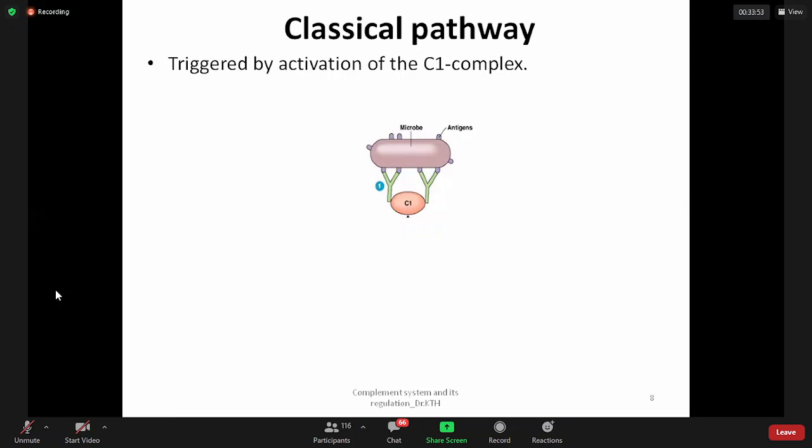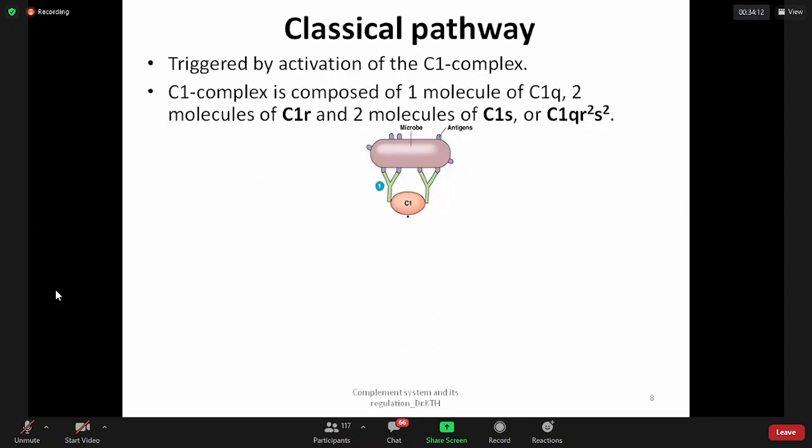Now, the classical pathway, like I said, usually requires presence of an immunoglobulin, either immunoglobulin M or immunoglobulin G. M is for acute infections, G is for chronic infections. And this is usually triggered by activation of a C1 complex. So this C1 complex is composed of one molecule of C1q, two molecules of C1r, and two molecules of C1s.